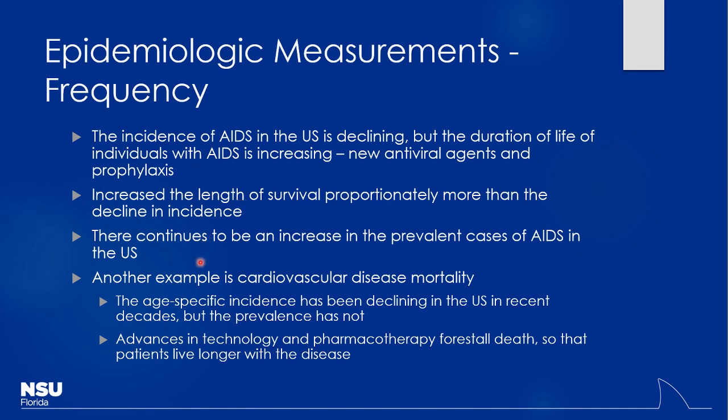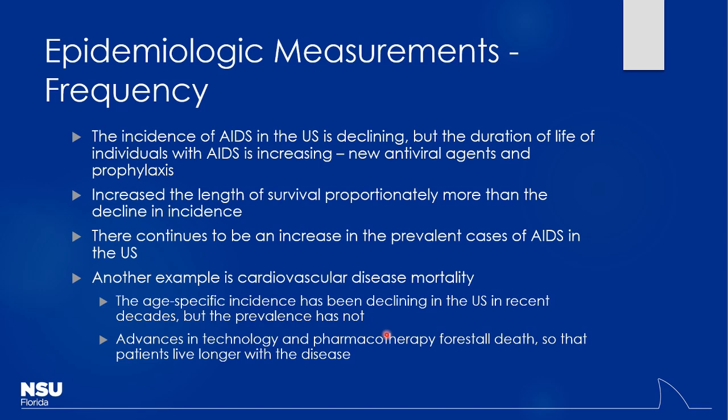How about looking at cardiovascular disease mortality? If you're looking at age-specific incidence, and when I say age-specific, what does that mean? It's not looking at the entire population, but looking at specific age groups, right? Because if you're looking at cardiovascular disease mortality in children versus adults, age has a big factor on that, right? So when you're looking at age-specific incidence, it's been declining in the U.S. However, the prevalence is not. And why is that? Because patients are living for longer.